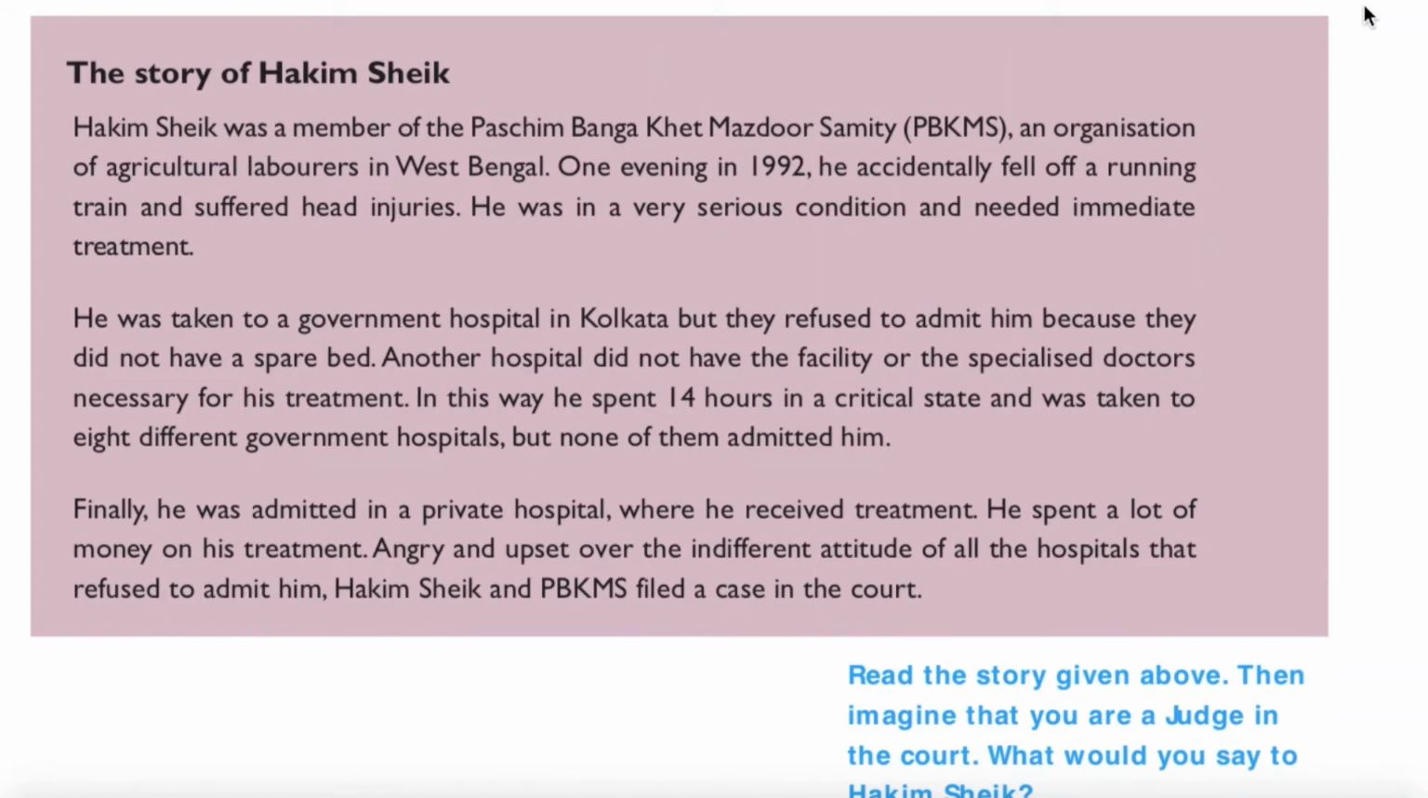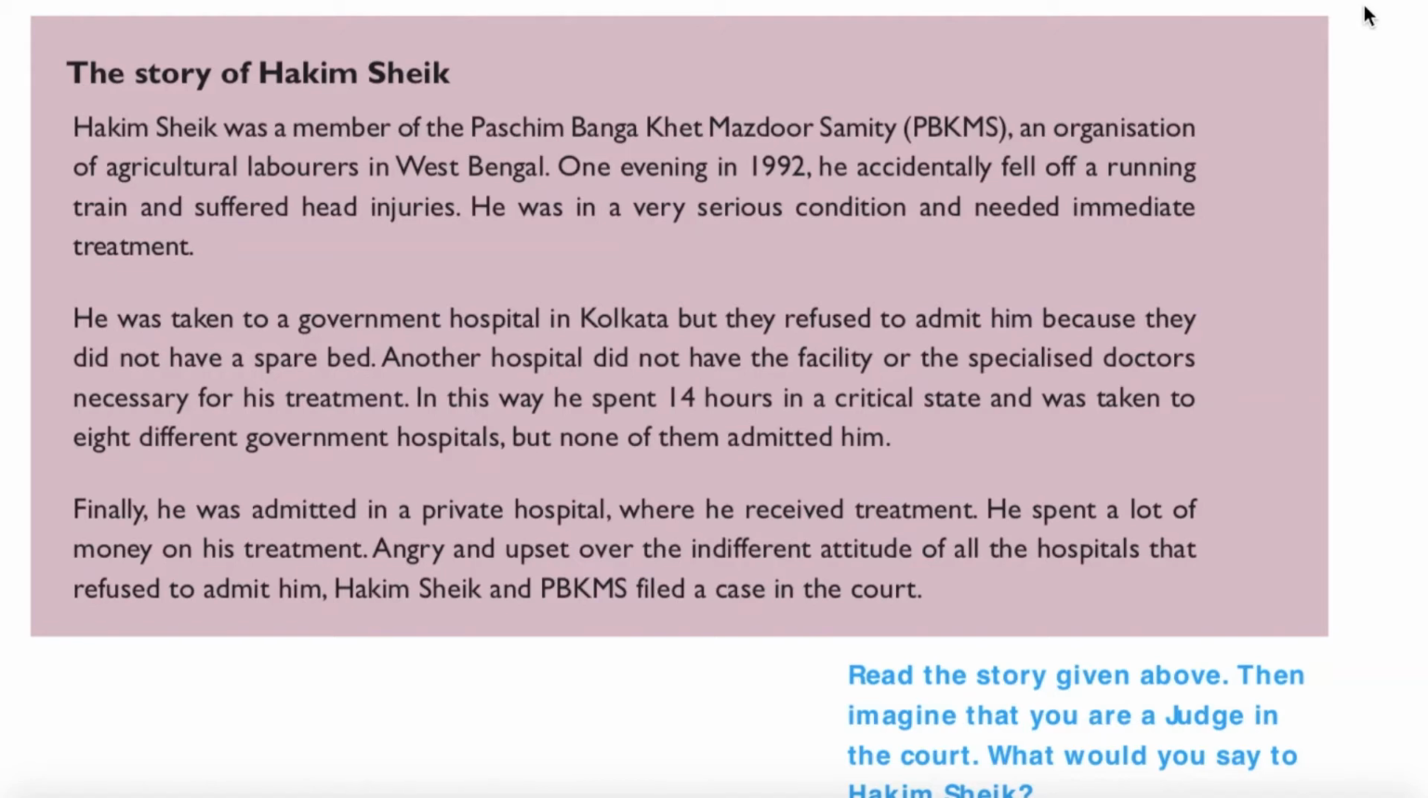The story of Hakim Sheikh. Hakim Sheikh was a member of the Paschim Banga Khet Mazdoor Samiti, an organization of agricultural laborers in West Bengal. One evening in 1992, he accidentally fell off a running train and suffered head injuries. He was in a very serious condition and needed immediate treatment. He was taken to the government hospital in Kolkata, but they refused to admit him because they did not have a spare bed. Another hospital did not have the facility or the specialized doctors necessary for this treatment.